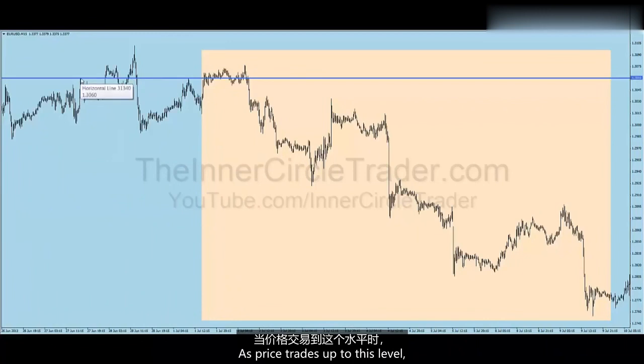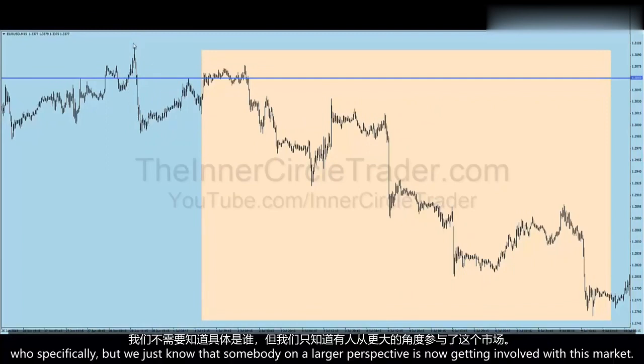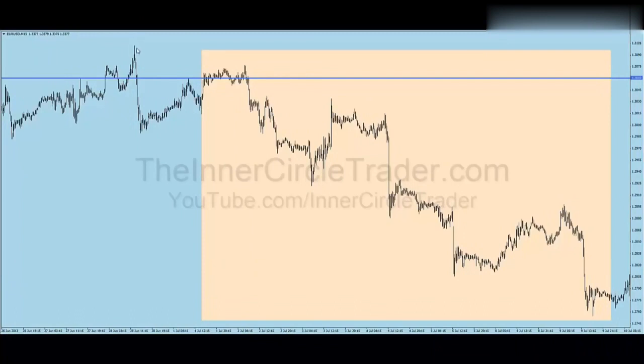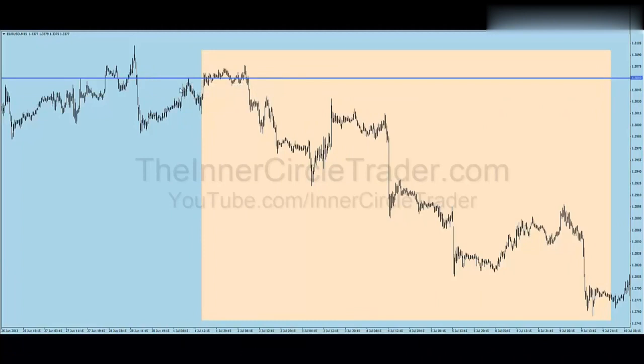As price trades up to this level, at the 130.60 level, it trades off. It trades through it again and then trades off. It trades through it again and then trades off. See, this is the first telltale sign that somebody on the big level, okay, we don't need to know who specifically, but we just know that somebody on a larger perspective is now getting involved with this market. And what are they doing? They're shorting, okay? They're becoming sellers, at a level that we discerned on the daily chart is probably going to be an area that's sensitive. And price comes up, stops right on a dime here, then trades off a little bit.